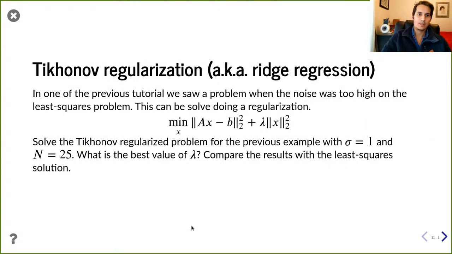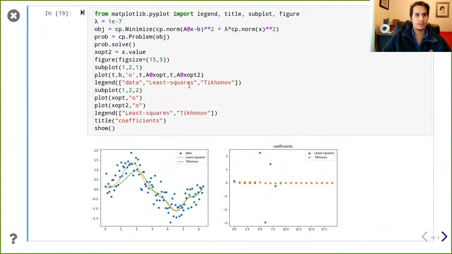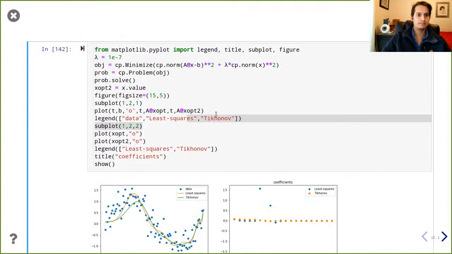Now, we wanted to have a solution, but using a regularization, that is the Tikhonov regularization, where we are penalizing if the weights are too big. If we do that, it's just adding this part here in the minimization problem, lambda times the norm of the weights squared. And if you do that, you obtain the solution of the problem.